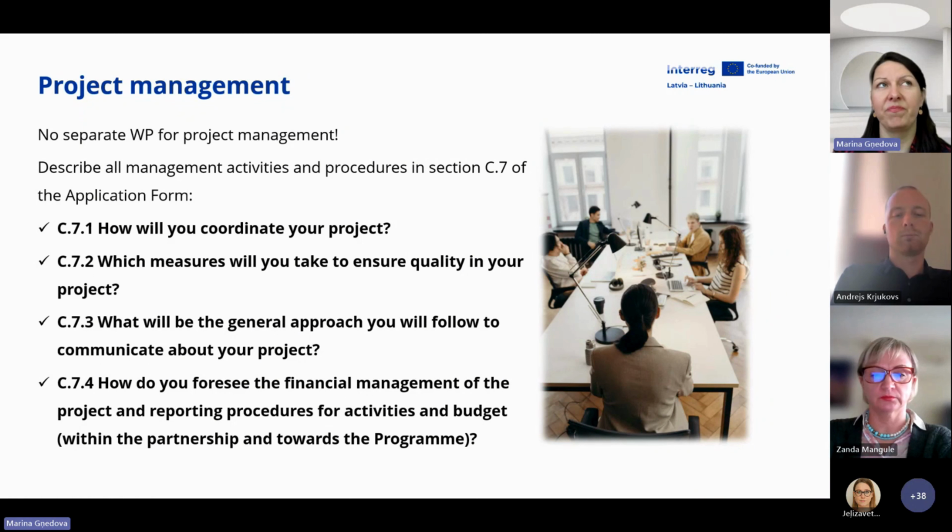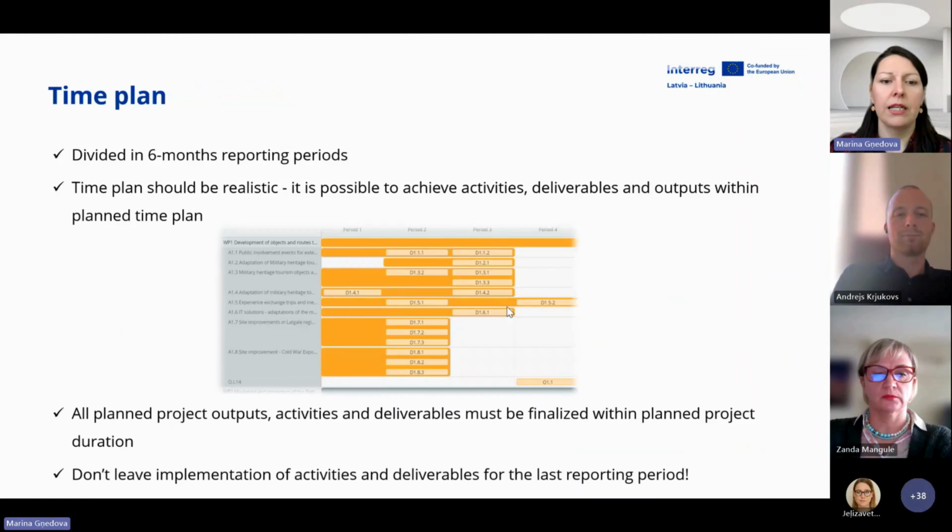I would say in maybe 20% of all applications submitted for the first call for proposals, they still created this work package for project management. And then if a project goes for approval, we anyway ask to delete this work package because it's not needed. All information must be presented as free text answering all these four questions in section C7.